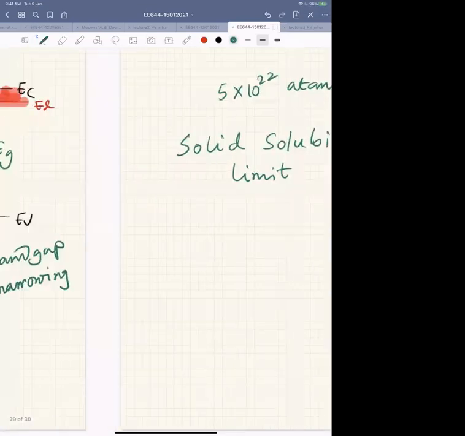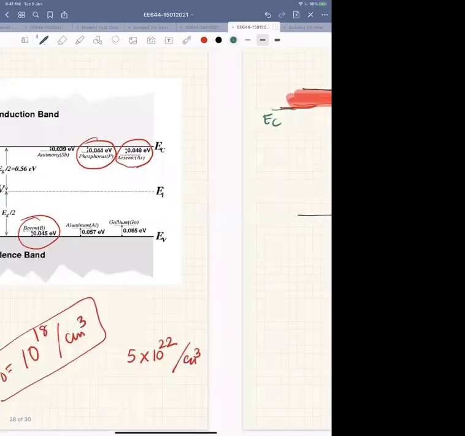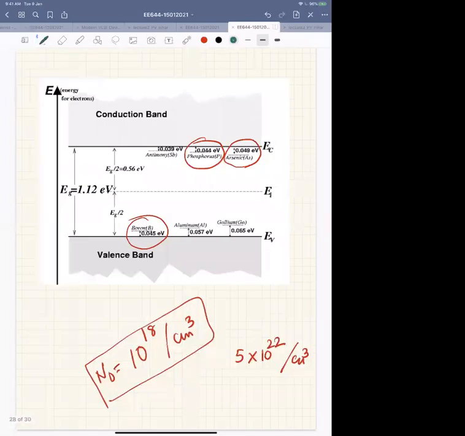The solid solubility limits of arsenic and phosphorus are much higher than antimony. Antimony creates a defect state very close to the conduction band, and in that sense it is really good. But its solid solubility limit is very low, and that's the reason antimony is not commonly used. Arsenic and phosphorus are commonly used because silicon can take more arsenic and phosphorus compared to antimony.